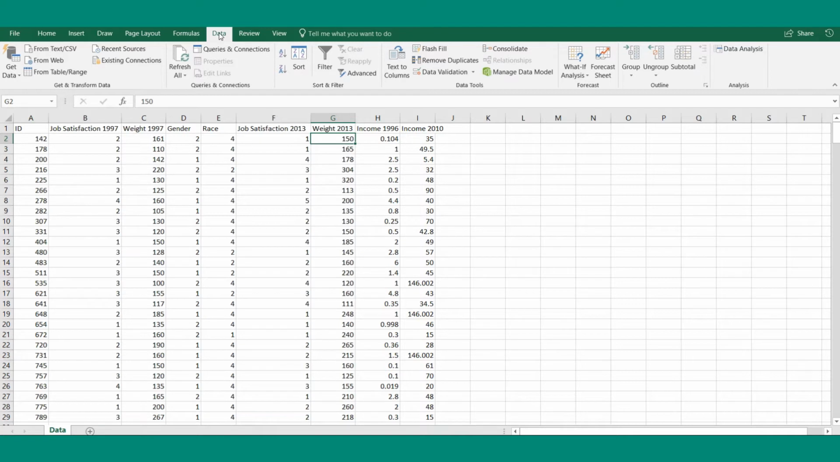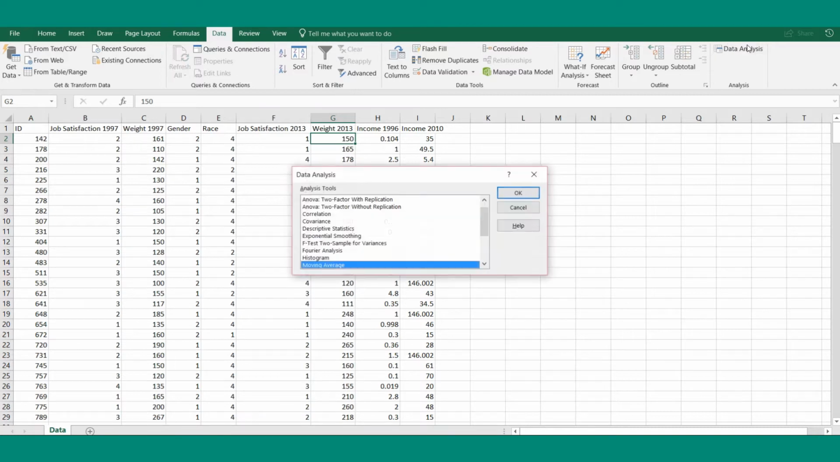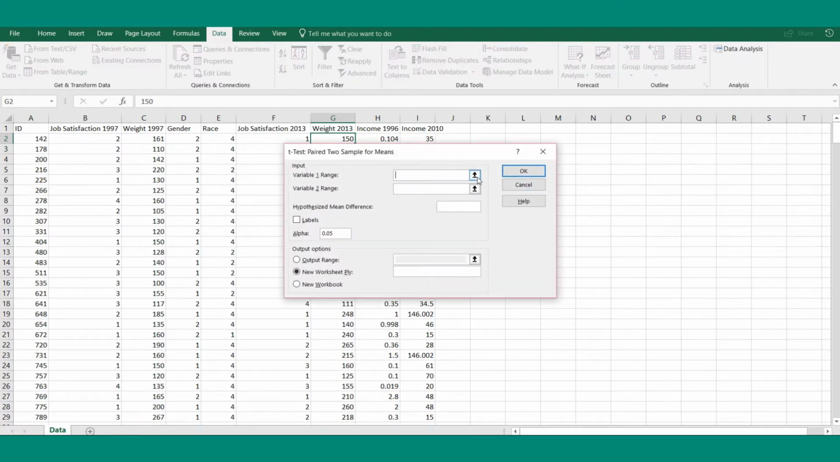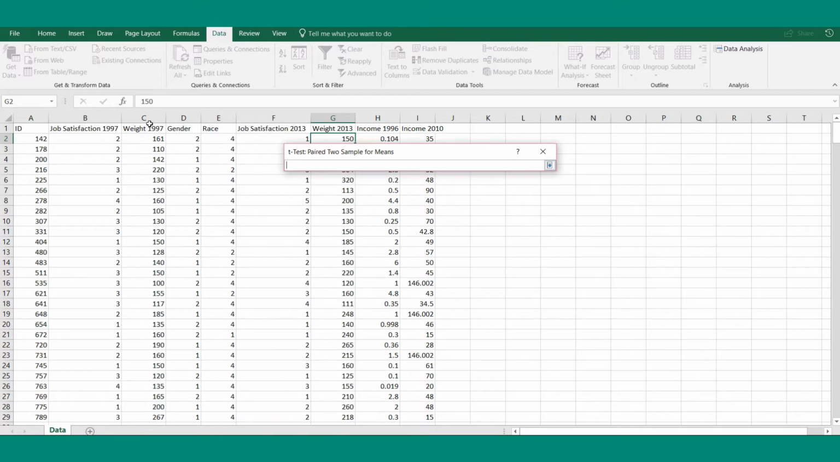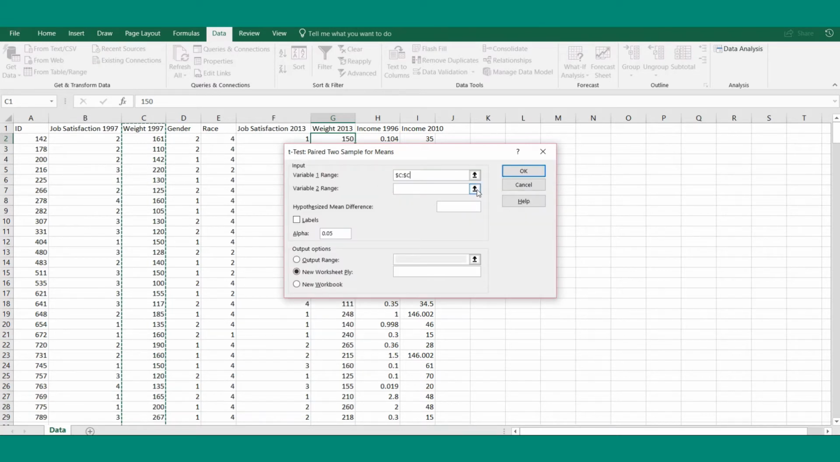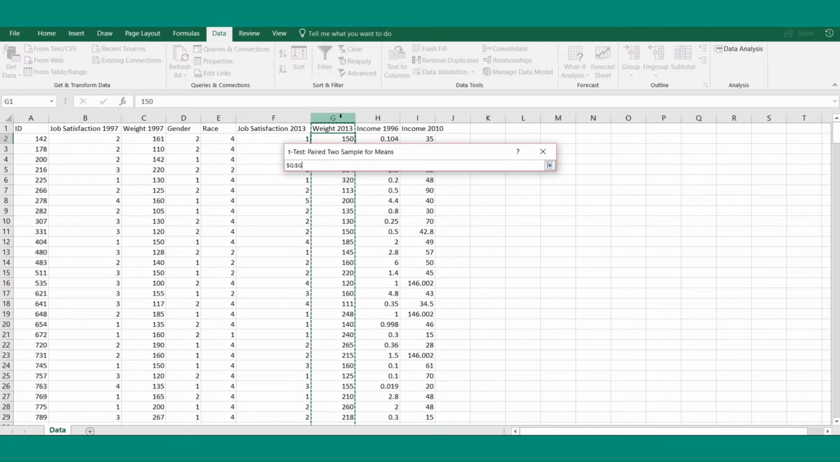So to do a dependent two-sample t-test in Excel, we're going to go to Data, and then Data Analysis. And then I'm going to scroll down to find the t-test paired two-sample for means. So paired means dependent. They just called it paired in Excel. And press OK. Then I'm going to click here, and I'm going to find the first year and click the whole row by clicking up here on the letter. And then press this to get out of that, and then variable 2 should be the second year. You could do it the other way, but I think it makes more sense to do it in order.